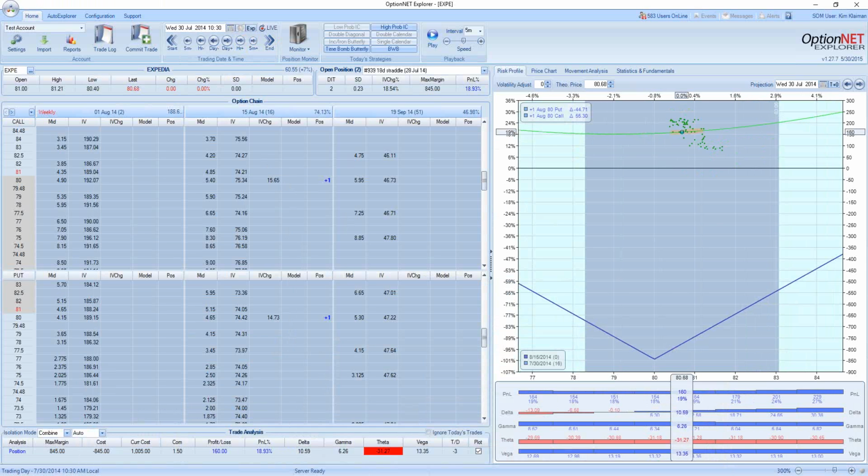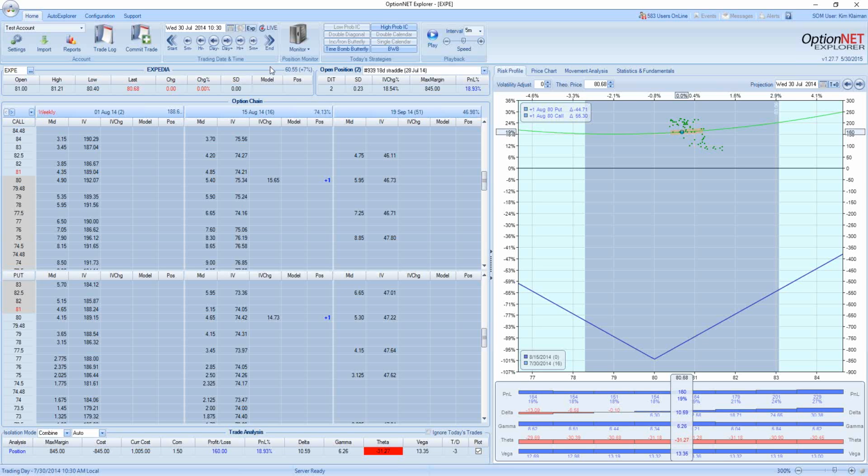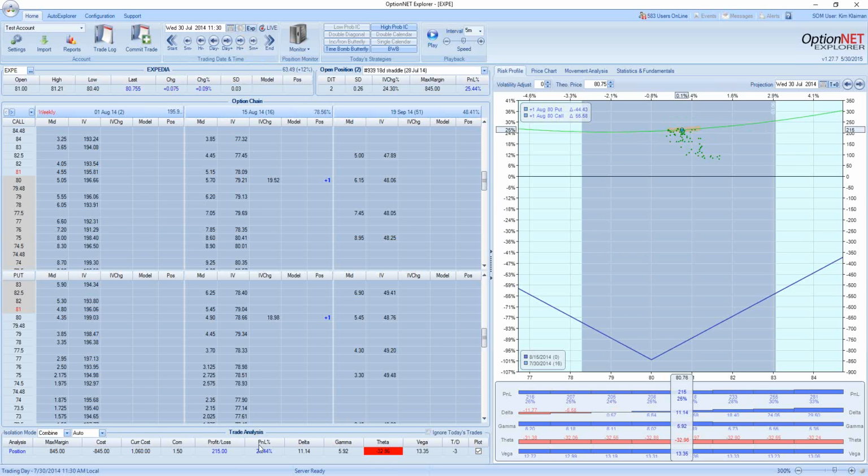And this is, I believe, where we sold it. Let's see. Yeah, we basically sold it for a 16.6% gain, and an hour later it reached 80, and the straddle could be sold for a 26% gain. Let's see it here. Yeah, the trade is up 25%.